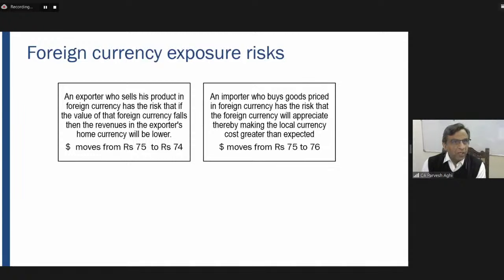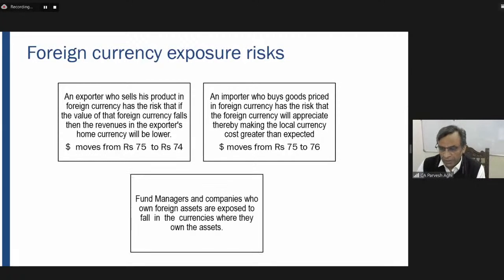So as an exporter or an importer or a service provider, or as an investor, you can be hurt because of these movements. Now we come to the investment side of the business. The fund managers and companies who own foreign assets, and again, the companies who have subsidiaries abroad, are exposed to a fall in currencies where they own assets. So if you have an asset in America, in dollars, and the dollar depreciates, the value of the asset or the investment will go down, and vice versa for a foreigner who invests in India.